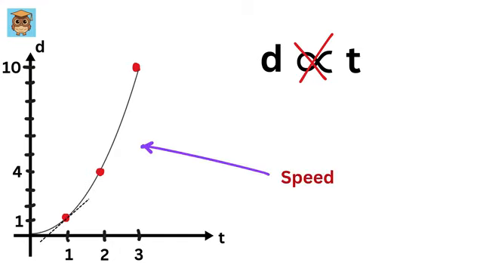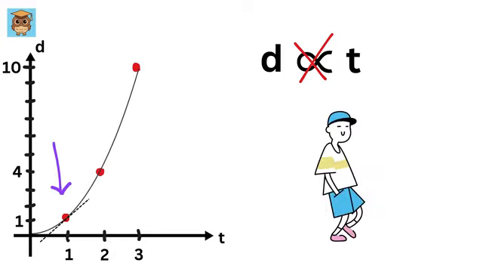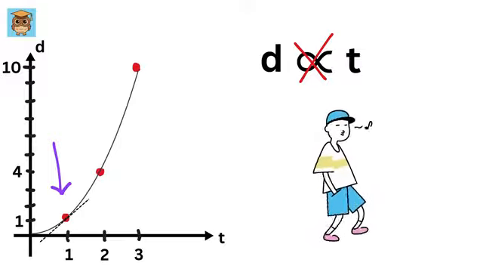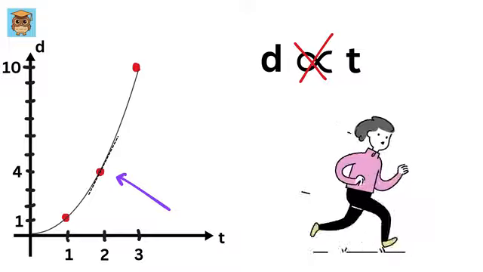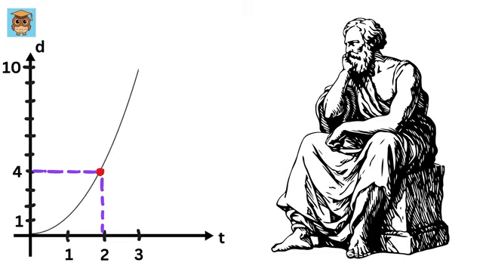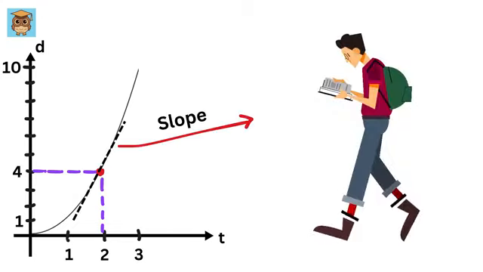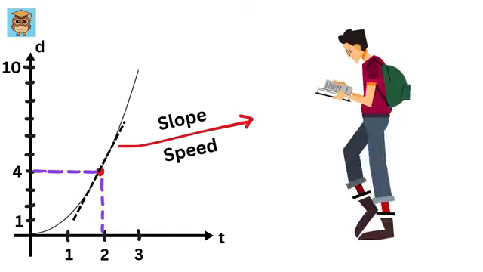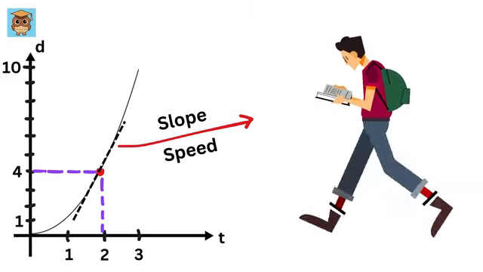In this case, your speed, or the slope of the graph, or the steepness of the curve, keeps changing. At the start, your speed or the slope is small because you're running slowly. As you speed up, the slope becomes steeper, showing that the distance you cover in each second is increasing. Therefore, at any given moment, the slope of the curve represents your speed at that exact point in time.